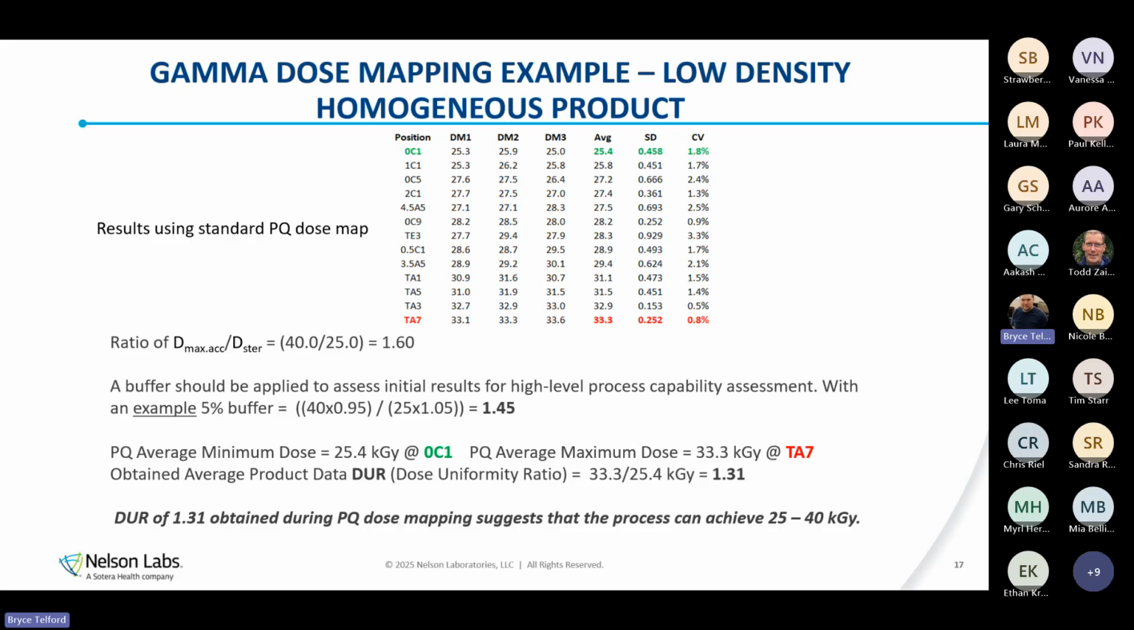So depending on if I can't hit my dose uniformity ratio, I do have generally those three options, but which one is going to be best is going to depend a lot on logistics and what's going to work best for that product in your situation.